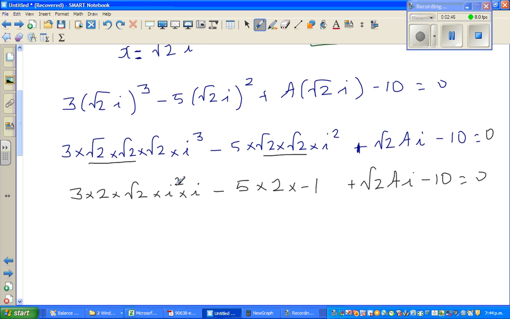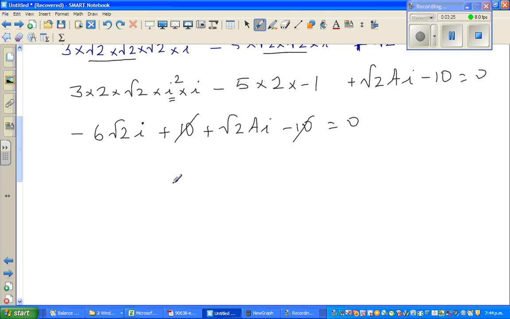Now this i squared becomes negative 1, and I will leave the other i as it is, so this is 6 root 2 times minus 1. I think you can now understand, 6 root 2i. Where did this minus come from? Because i squared is negative 1. This is negative and negative will become positive, plus 10. Plus root 2ai minus 10 is equal to 0. So this plus 10 and minus 10 get cancelled.